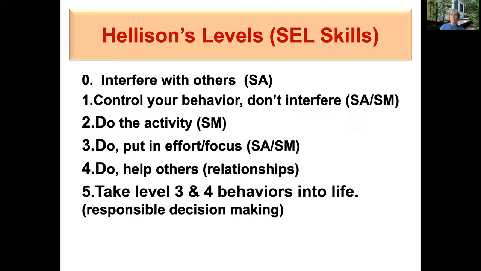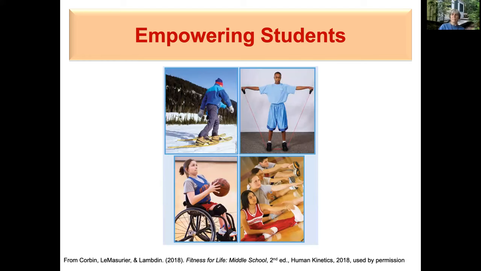Next slide. Hellison's model taught students to reflect on their own behavior and categorize it in one of 6 levels. Students were then taught to set goals for their behavior and monitor their actions through keeping reflective logs and discussing what was helpful to them in reaching higher levels. If you haven't studied and used this model, I encourage you to check it out. It's empowering. Next slide. All areas of fitness need social emotional skills, and empowering students is what we're all about. Next slide.